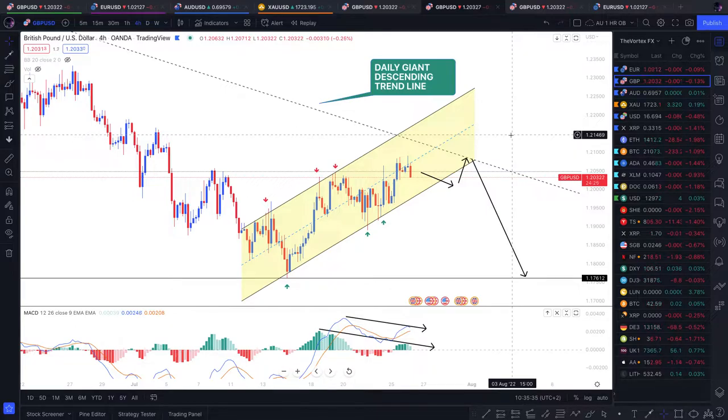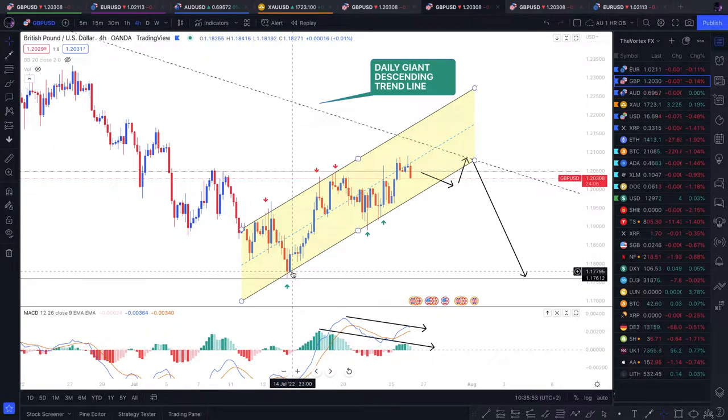Now remember, when setting up any positions, we always need confluence. We cannot just jump in blindly, right? We need a reason to enter. And we know that the major currency pairs right now have been bearish for the greater part of 2022, right? This is the first time we're seeing some bullish price action for a while. It has not shown up for a very long time.